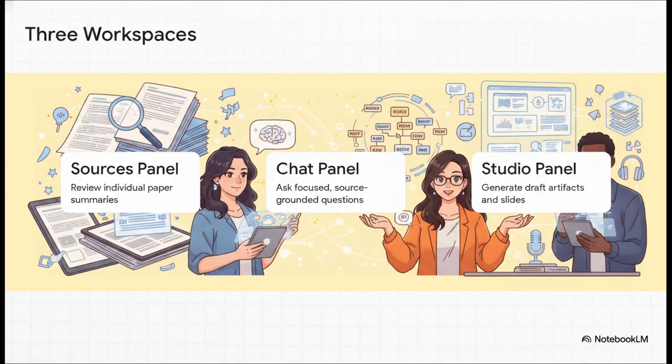Okay, so once those top-tier sources are in, you'll be working across 3 distinct workspaces. Step 1 is the Sources panel. This is where you review the individual summaries the AI whips up for each paper, letting you confirm that the exact right evidence is actively being used. Step 2 is the Chat panel. This is where you actively interrogate your evidence base, asking really focused questions about themes or methodology. And then Step 3 is the Studio panel. That's where you take all those amazing insights and generate draft artifacts. We're talking study guides, overview audios, or even slide decks to really help you internalize the material.